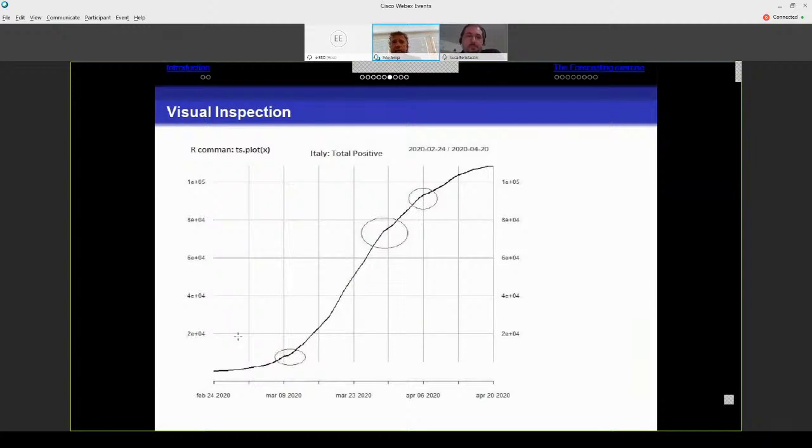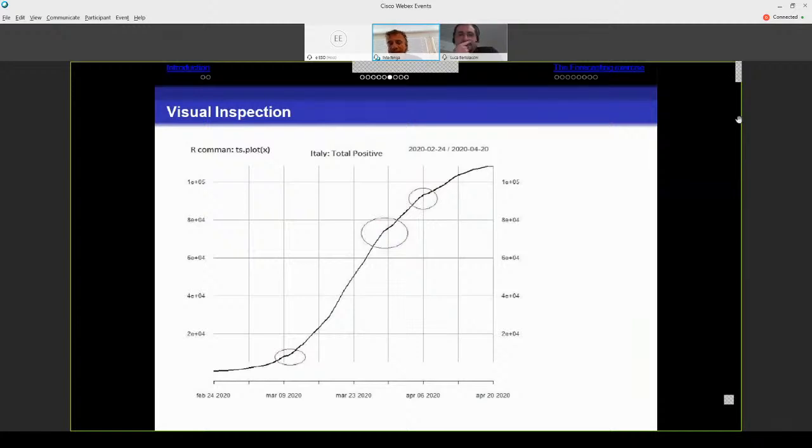So, visual inspection, those are the data. Yeah, sorry, a question from the floor. The question is, if I have R and I follow your steps with the data from the Italian Civil Protection, could I try to do this curve? Yes, absolutely yes.